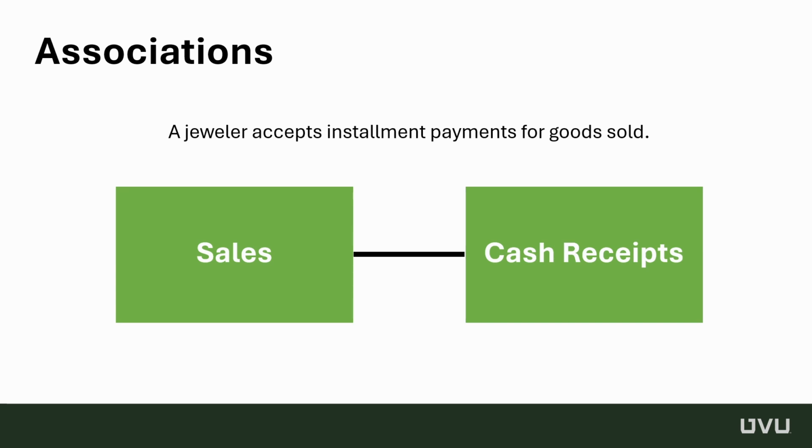Obviously, companies are going to track data on their sales, but often they will separate out the event of cash receipts, the actual time when customers pay off their accounts. Now, how these classes might associate with each other, again, depends on the company doing business. Let's take the example of a jeweler that accepts installment payments for goods sold. A sale could potentially relate to many cash receipts. So going from sales to cash receipts, this is a one-to-many relationship.